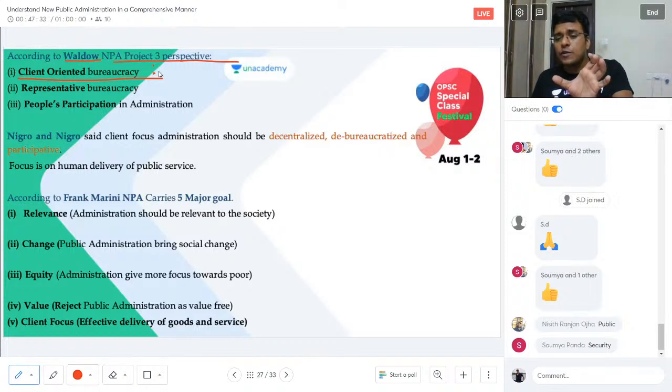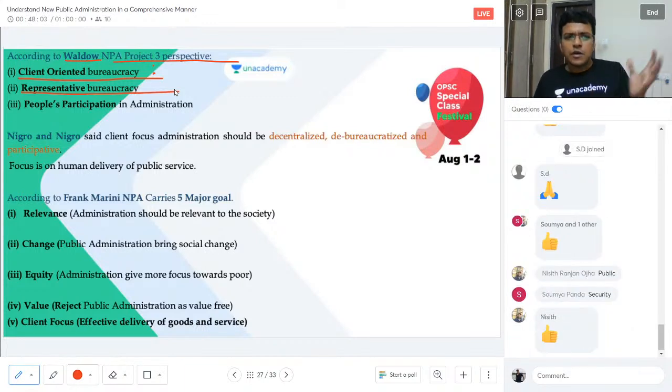So, client-oriented bureaucracy. Bureaucracy should be focused on the client. Who is the client? The citizen. That means citizen-oriented bureaucracy. Representative bureaucracy means every caste, creed, every sex should be represented in bureaucracy. Not only a particular section of society, but it should be representative. Everyone should be accommodated. The so-called concept of reservation, women's reservation, reservation to other castes, is just following this principle of representative bureaucracy. And people's participation in administration. Very important. How do people participate in administration?